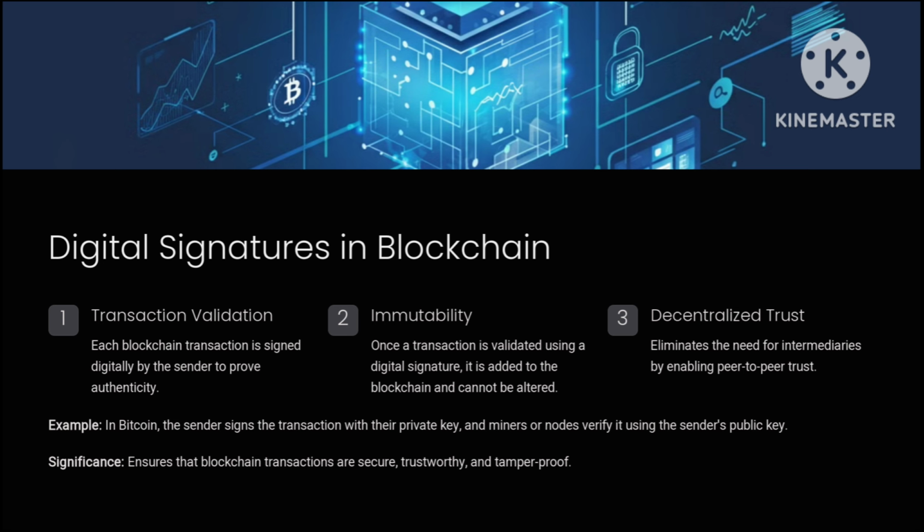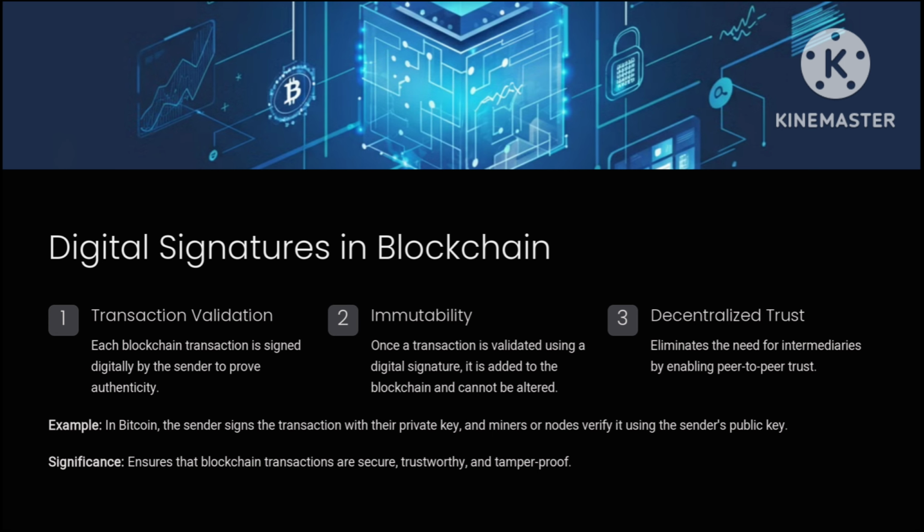2. Immutability. Once a transaction is validated and added to the blockchain, it becomes immutable. If someone tries to alter it, the digital signature becomes invalid, breaking the chain. 3. Decentralized trust. Digital signatures eliminate the need for intermediaries. In traditional banking, banks act as intermediaries to verify transactions. In blockchain, signatures handle this verification.